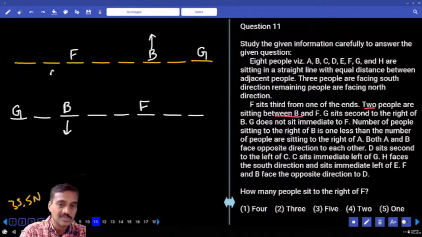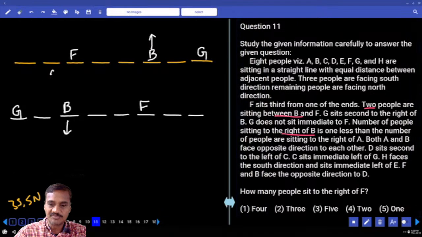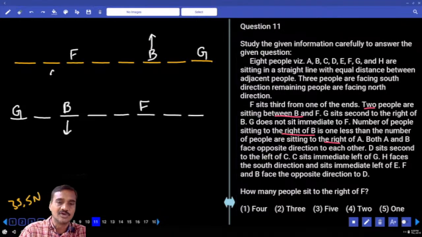B is facing south because F is, and G is not adjacent to F. The number of people to the right of B is 1 less than the people sitting to the right of A. Now, the number of people to the right of B, how many are there? 2 people. So there must be 3 people to the right of A.